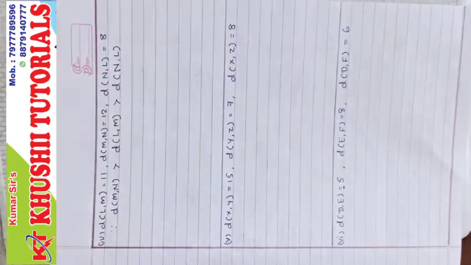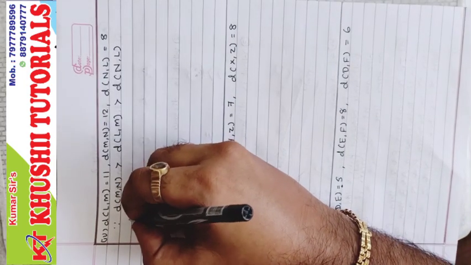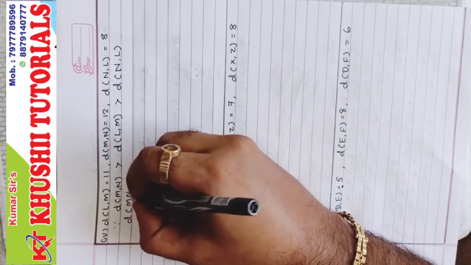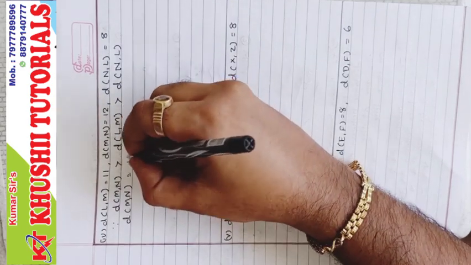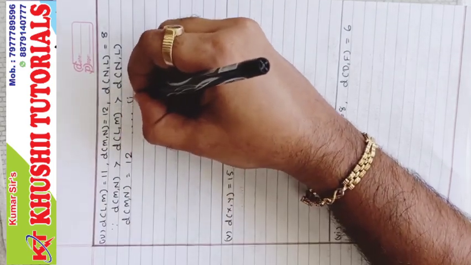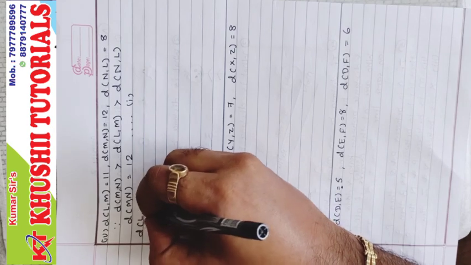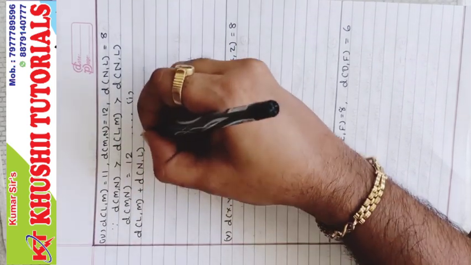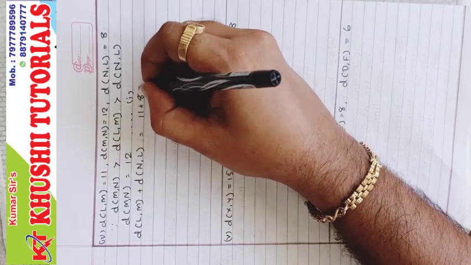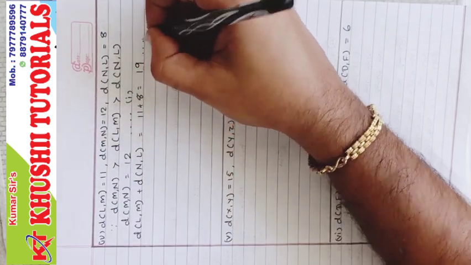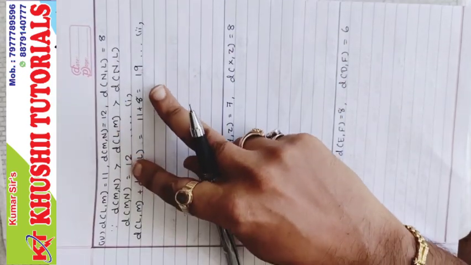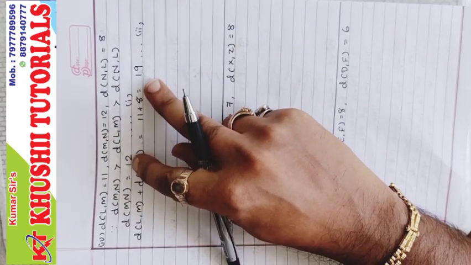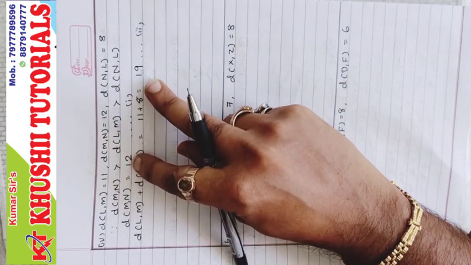NL. Now distance of MN is given 12 and we will mark it as 1. Distance of L comma M plus distance of N comma L equal to 11 plus 8 equal to 19. We will mark it as 2, but problem, 19 and 12 are different, they are not equal, correct?